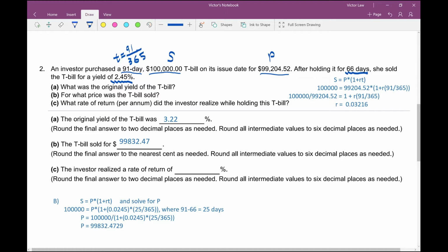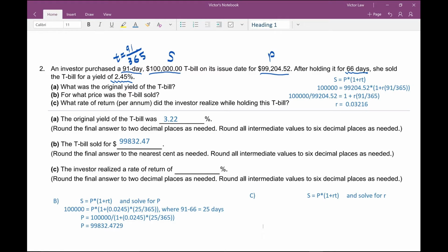We have 100,000 = P × (1 + 0.0245 × 25/365). And then we rearrange the formula to solve for P. So we have P = 100,000 divided by (1 + 0.0245 × 25/365). And then we get P = 99,832.47. And that's part B.